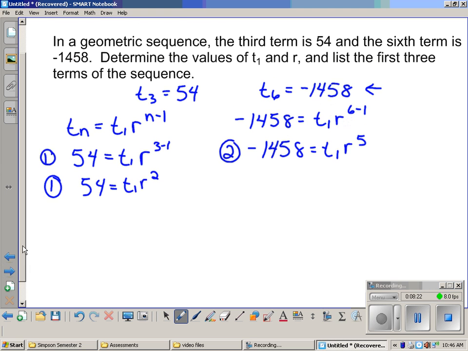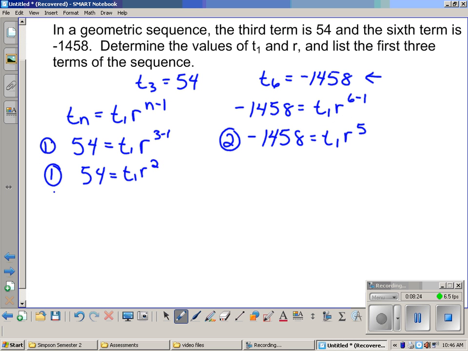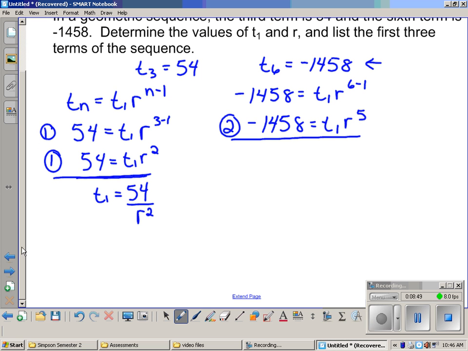So I now have 2 equations and 2 unknowns. This question actually requires me to solve it using systems of equations. I'm going to work with equation number 1 and isolate T1. I divide both sides of this equation by R squared, and I end up with T1 is equal to 54 over R squared. I'm now going to substitute into equation number 2.